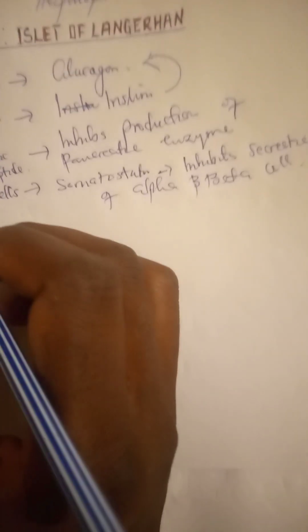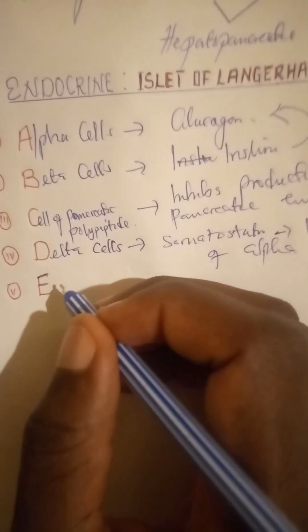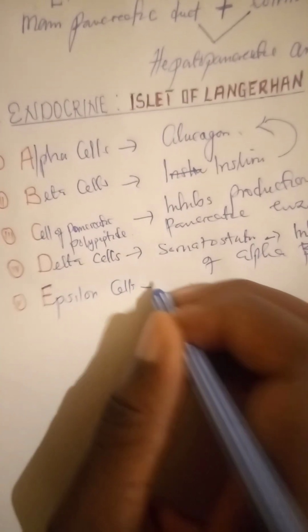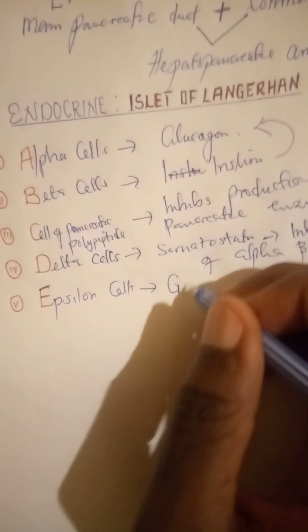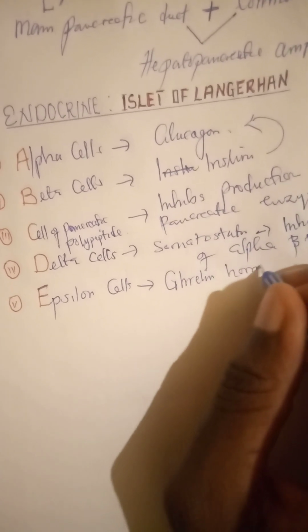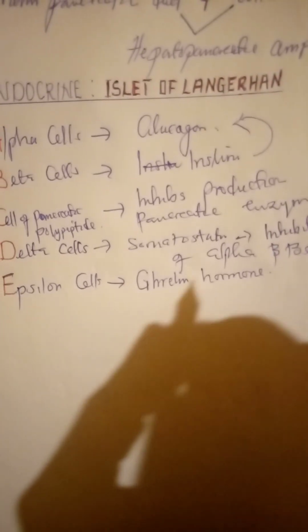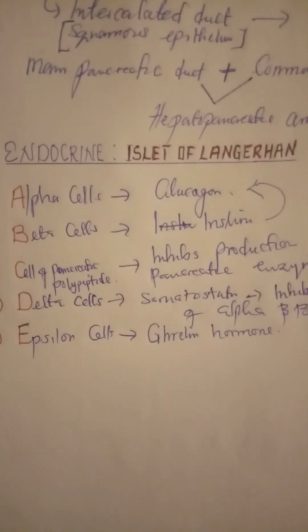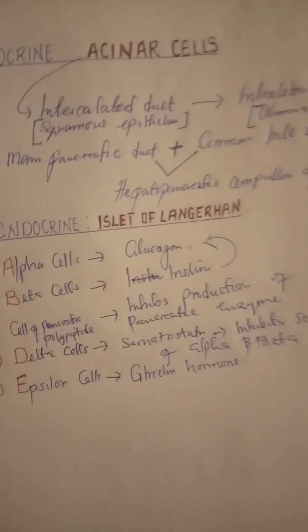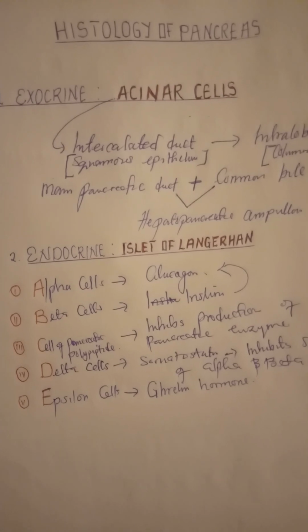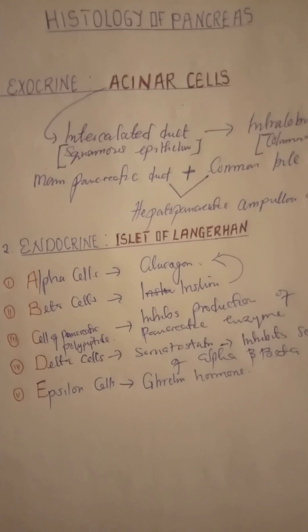And then finally we have E, which refers to epsilon cells. Epsilon cells produce ghrelin hormone, and this ghrelin hormone is basically a hunger hormone. This is the hormone which is produced when someone is hungry. So basically this is what you need to know about the histology of the pancreas, and this is how you need to highlight it when it comes to the exam. So stay tuned till next time.